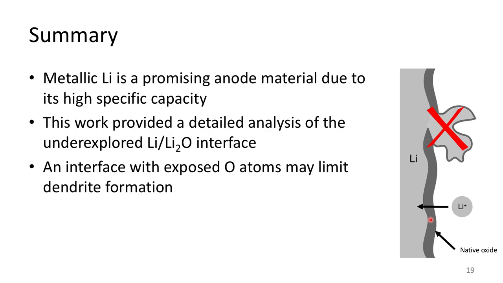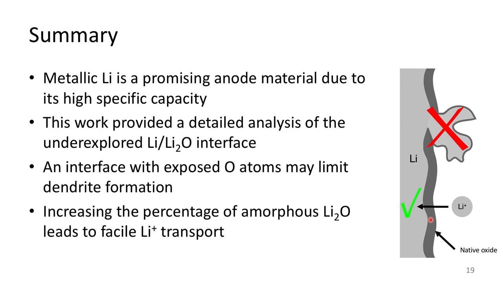One, we need to prevent dendrite formation, and one of the ways we may be able to do this is by creating an interface with exposed oxygen atoms. And 2, increasing the percentage of amorphous Li2O in the SEI may improve the transport of lithium ions through the interface.